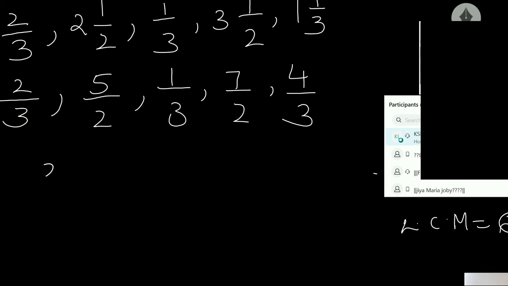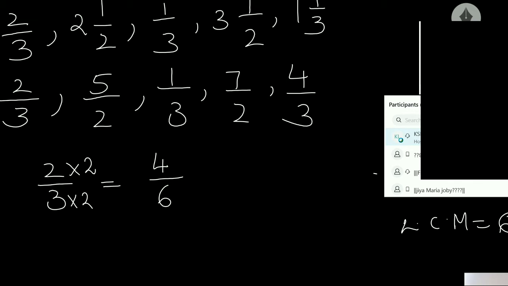Now we have to rewrite all the fractions making the denominator 6. So 2 by 3, we can rewrite as an equivalent fraction with denominator 6. For getting 6, what do we do? We multiply 3 by 2. By the same number, we have to multiply the numerator also. So we multiply 2 also by 2. So we get 4 by 6. 4 by 6 is an equivalent fraction to 2 by 3. So instead of 2 by 3, we can write 4 by 6.